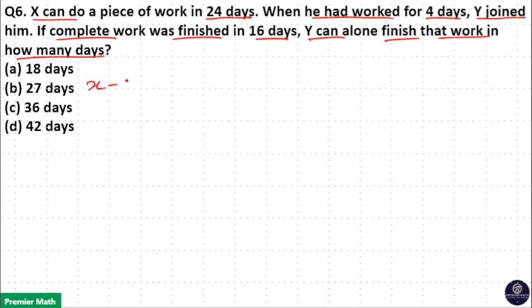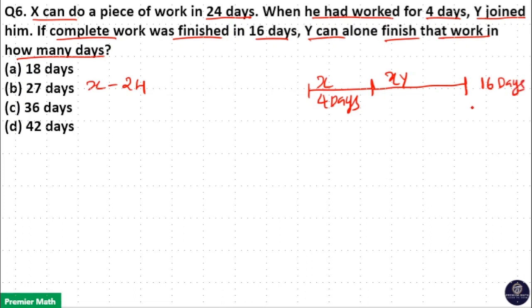Here X alone can finish a work in 24 days. And here X alone worked for 4 days. After this 4 days, Y joined him. That means X and Y were working together after this 4 days. And the work is finished in 16 days. That means X and Y were working together for 16 minus 4 days, 12 days.